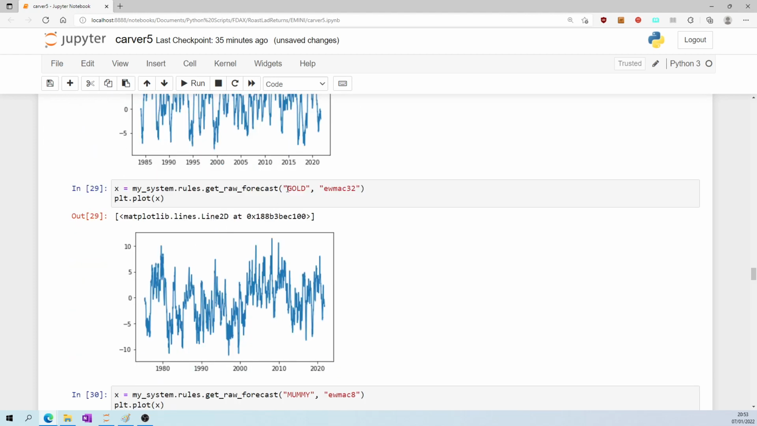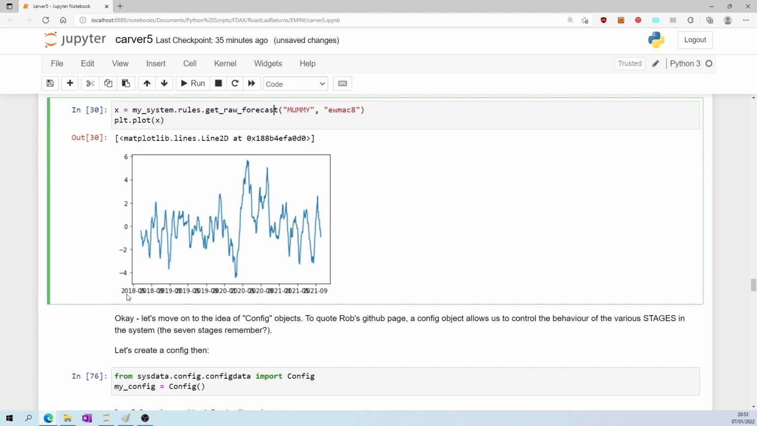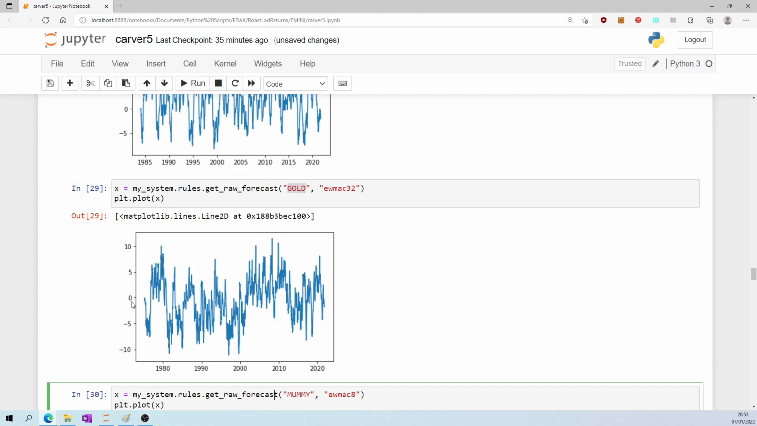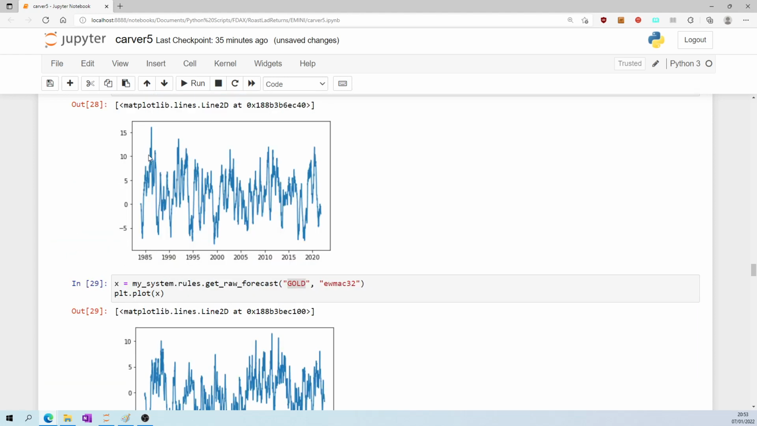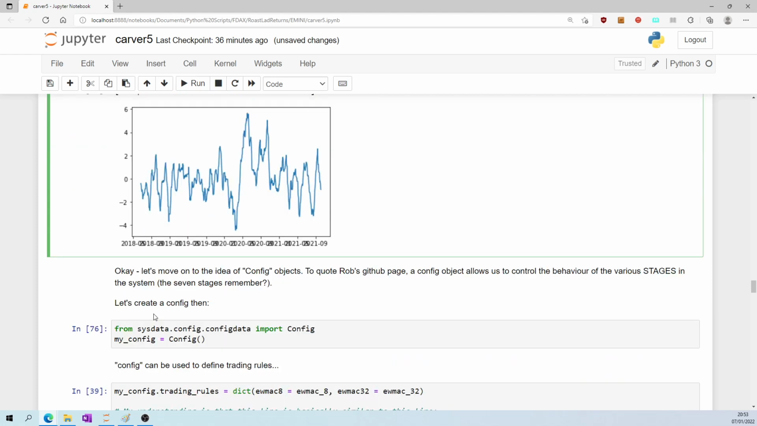I've done the same for gold, just for completeness really, and I have done another plot here for the instrument mummy EWMAC 8. This one we didn't have quite as much historical data to plot, only as far back as 2018. I suppose my point is the y-axis is a little different in each case, isn't it? Sometimes the raw forecasts vary between -5 and +15. Sometimes for some instruments and some trading rules, the values are a little bit different, -10, -4.